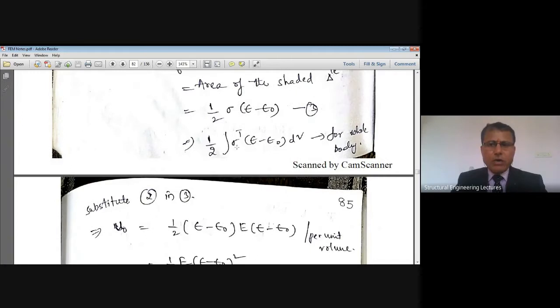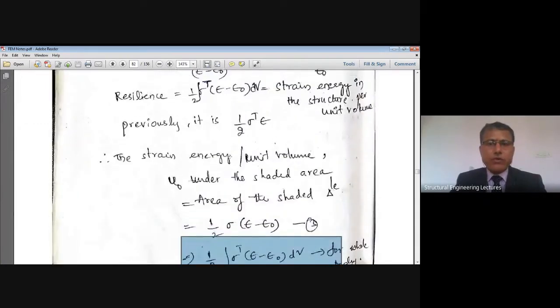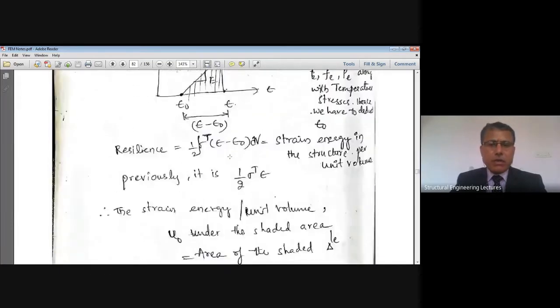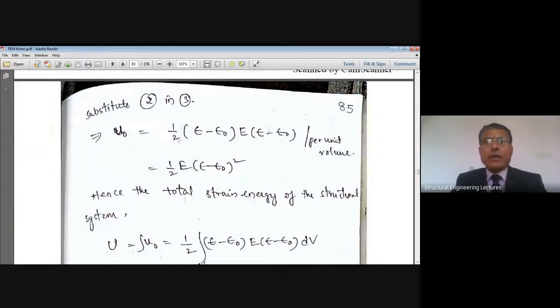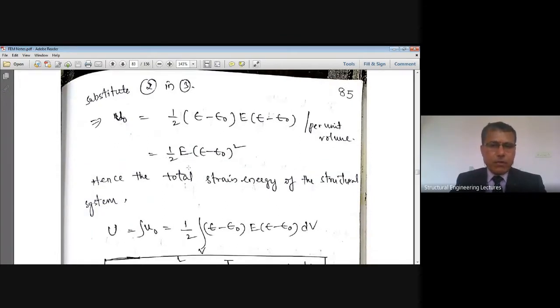Hence for the entire continuum, taken by integration, it is half the integral of sigma transpose multiplied by epsilon minus epsilon naught dV. Now I will substitute equation 2 in equation 3. Then I get the strain energy of one element, U naught, equal to half epsilon minus epsilon naught multiplied by E multiplied by epsilon minus epsilon naught per unit volume, or half E multiplied by epsilon minus epsilon naught whole square.